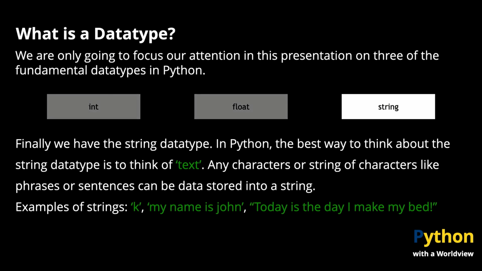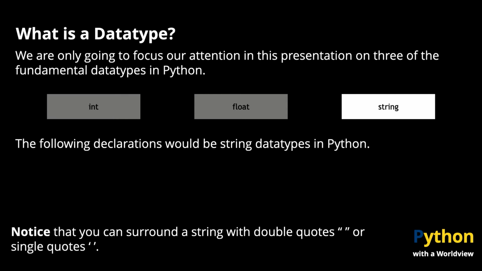Well, finally, we have the string data type. In Python, the best way to think about the string data type is to think of text. Any characters or string of characters like phrases or sentences can be stored into a string. Examples of strings would be lowercase k, my name is John, or the sentence, today is the day I make my bed. The following declarations would be string data types in Python.